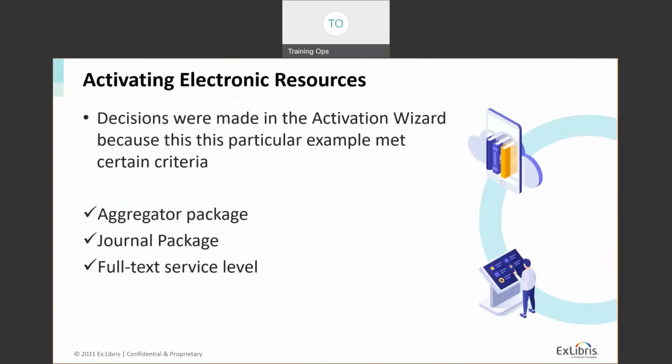Now, I made the choices I made in the activation wizard because this was an aggregator package. It was a set of journals with a full text service level. So if it's a selected package, I might choose something different. If it's an ebook or a combination book and journal package, I might make some other changes, some other selections through the wizard.